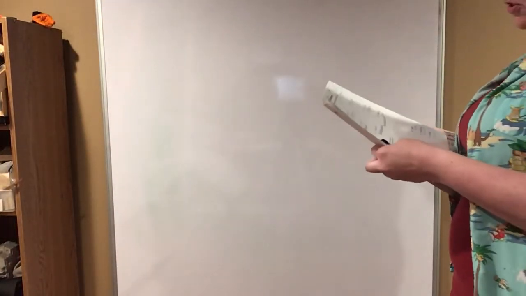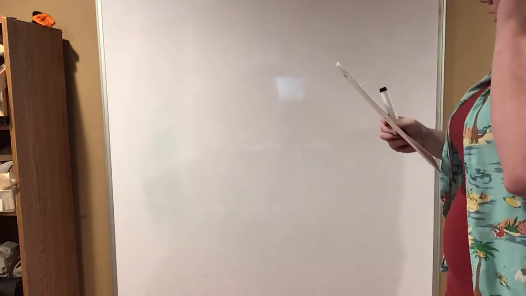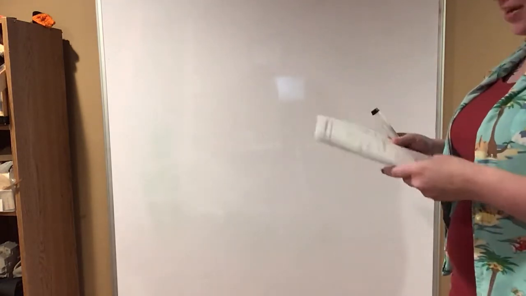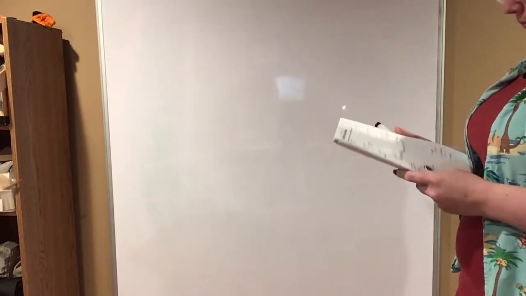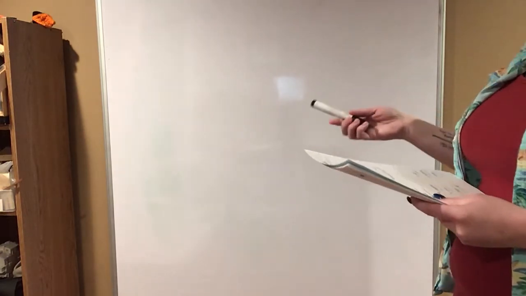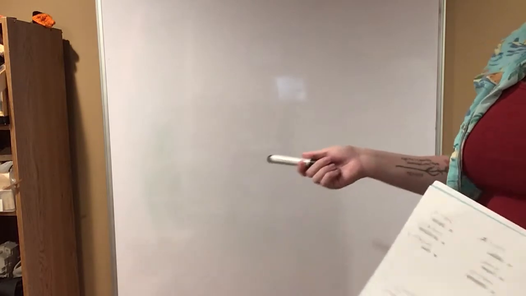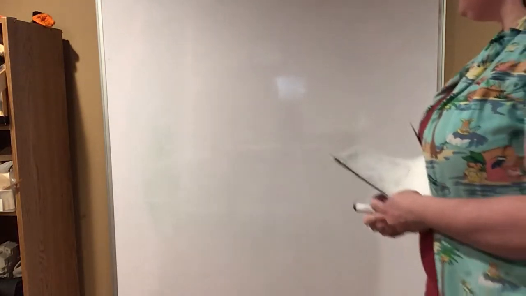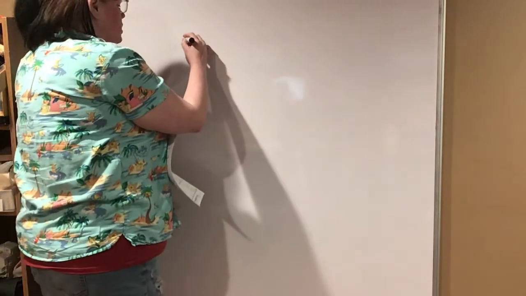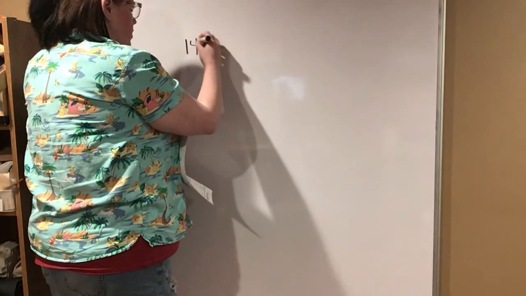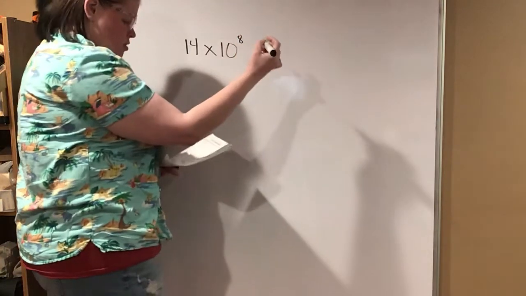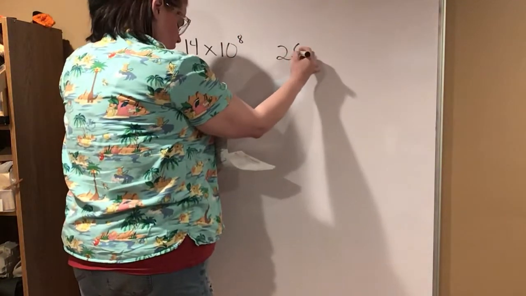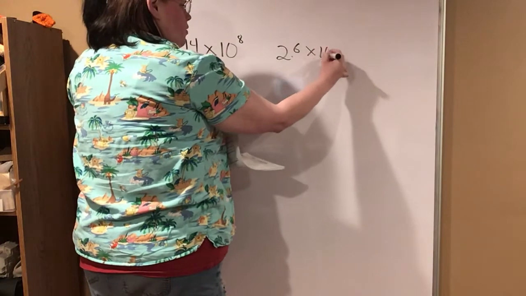As stated yesterday, we're going to learn about scientific notation and radicals today. So with scientific notation, the number has to be between 1 and 10. It always comes out to be something like this, times 10 to the 8th, or 2.6 times 10 to the 12th.